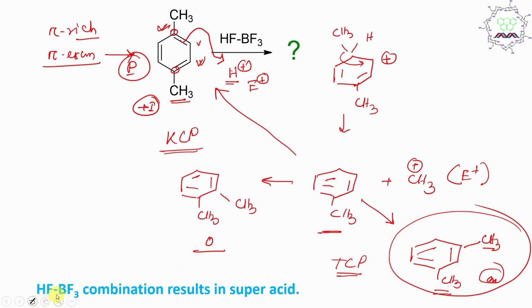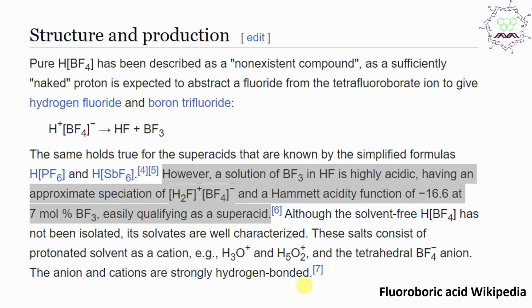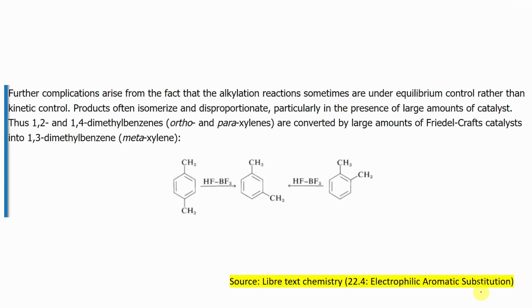So the main reason is this HF-BF3 combination, which results in superacid formation. And by the way, some information I want to give, you can pause and read the whole image. Now one thing I can write, that this HF-BF3 mixture is highly acidic and can produce superacid. So you can see I have taken this from Wikipedia, fluoroboric acid, you can verify. Not only that, I have taken this problem from this source.